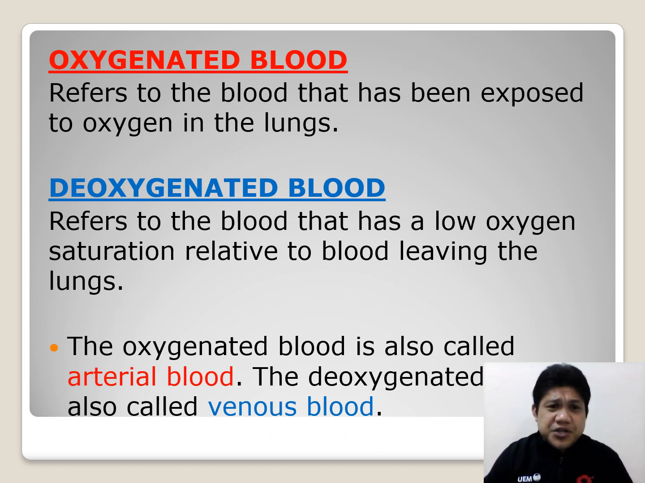This is the definition of oxygenated blood and deoxygenated blood. Oxygenated blood refers to blood that has been exposed to oxygen in the lung. While deoxygenated blood refers to blood that has a low oxygen saturation relative to blood leaving the lungs. For your information, guys, oxygenated blood is also called arterial blood, and deoxygenated blood is also called venous blood.